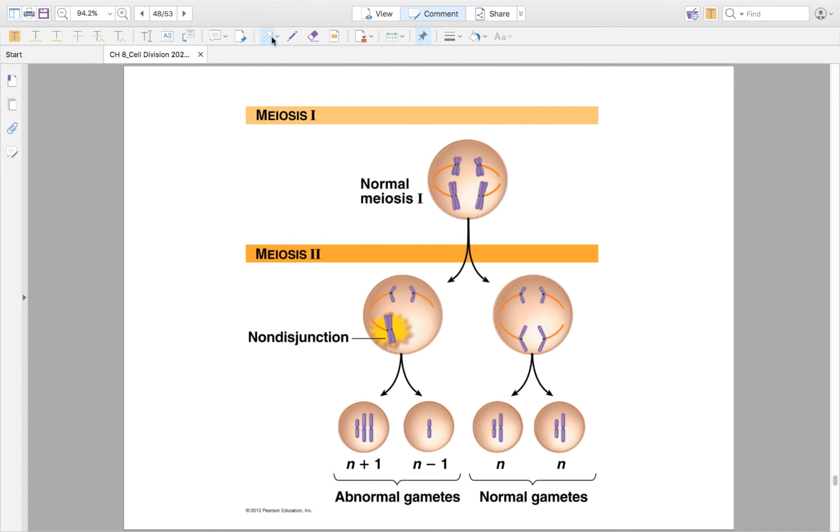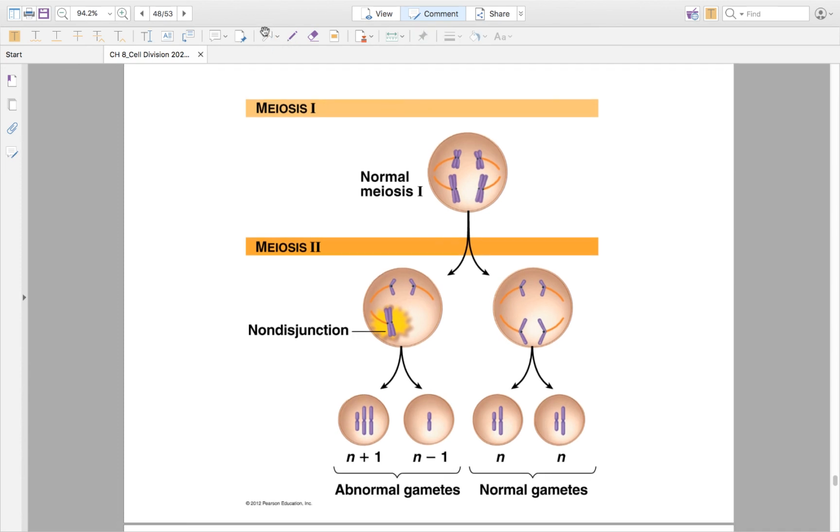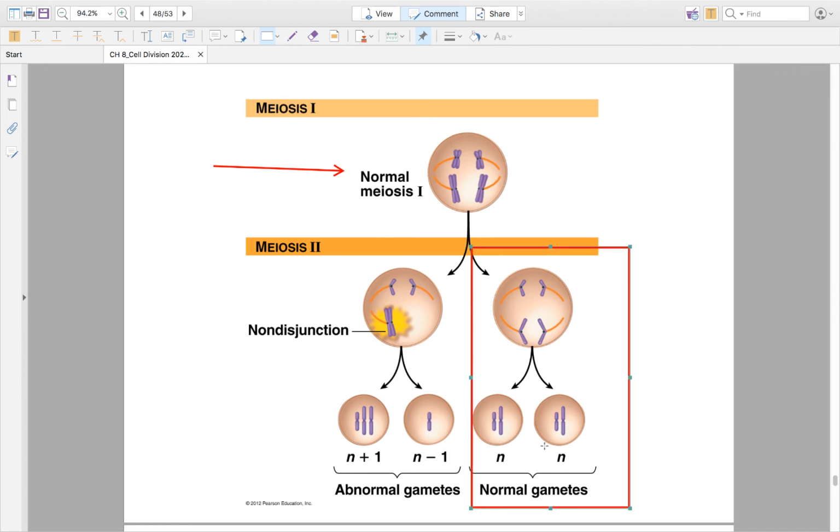non-disjunction. So let's say meiosis 1 goes perfectly fine, normal, no problem. Okay, great. And therefore, this cell will split, and on top of that, all of these guys will be fine, and the non-disjunction could potentially happen in meiosis 2. Now, is it likely for it to happen in both cells? Not really, no. That's pretty unlikely. So usually it'll happen in one cell. Okay, so it's the failure of sister chromatids to separate.